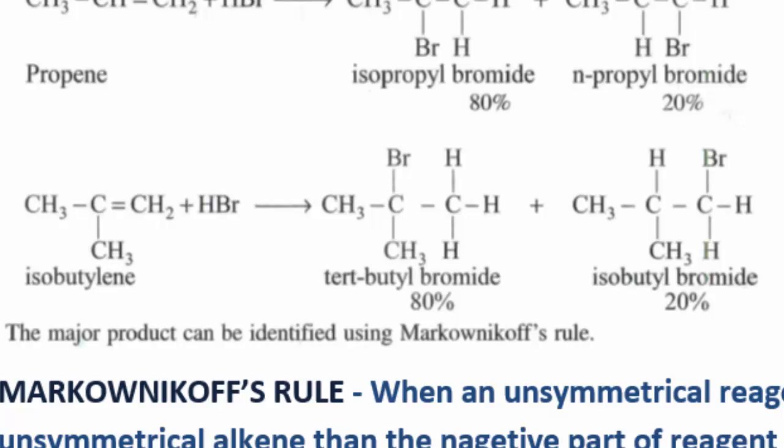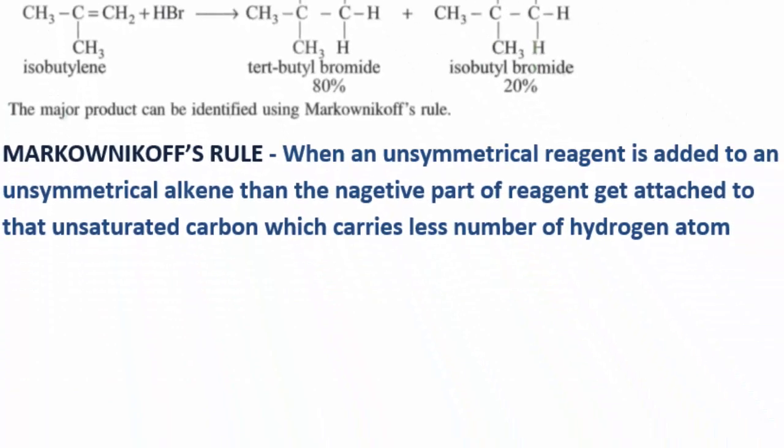So we are using the Markovnikov rule that you have already studied in the 11th standard. Now let's see what the Markovnikov rule says. When an unsymmetrical reagent is added to an unsymmetrical alkene, then the negative part of the reagent goes to that carbon which carries the lesser number of hydrogen atoms.